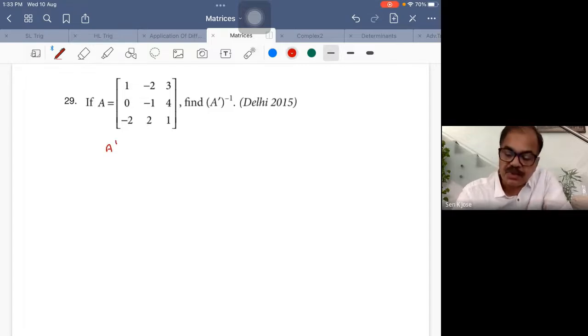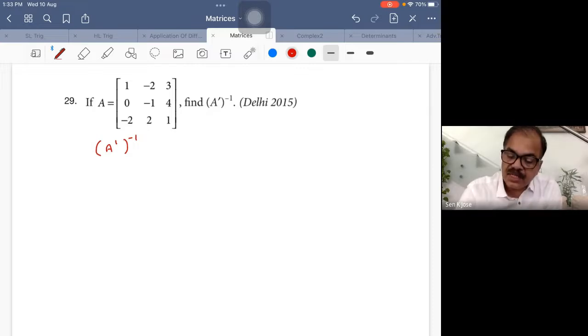That's A transpose, the whole inverse. So you need to find what is A transpose, then find its inverse. You know how to find the inverse of a matrix. Find the inverse of that new matrix. That's all you need to do.